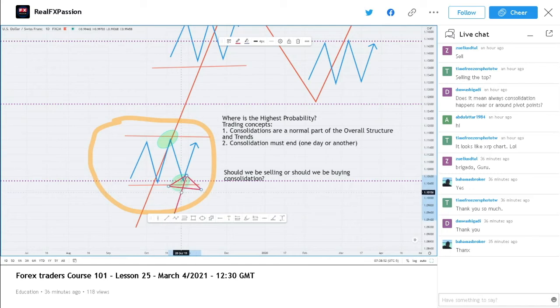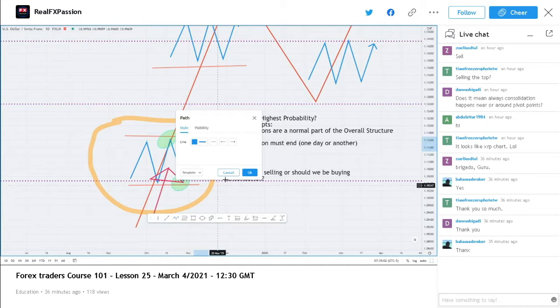Anybody else? Zuelius says buy. Teacher Zuelius, can I short the market too? Can I short the market in here? One last time.